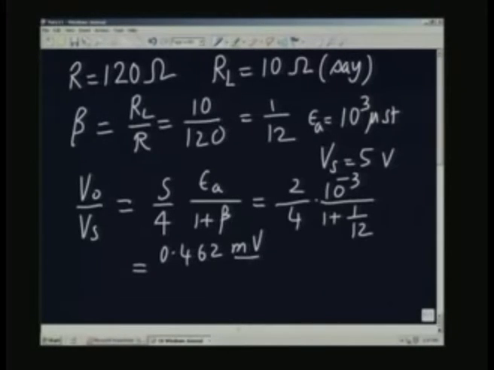millivolts per volt. If I substitute V s equal to 5 volts, V 0 will be equal to 5 times 0.462 millivolts. And you compare with the previous value, when beta is 0, this will be nothing but 2 by 4 into 10 to the power of minus 3, this is 0.5 millivolt per volt if beta equal to 0, that is no effect of the lead wire resistance, or the lead wire resistance is very small, then you will have 0.5 millivolts per volt.